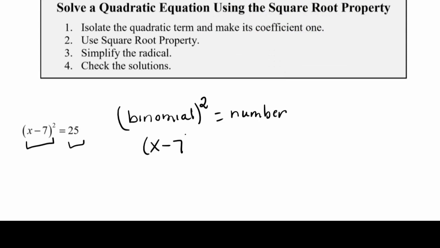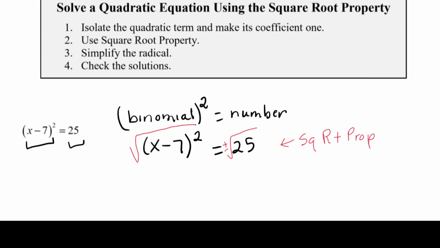So we've got here our binomial squared equals 25, square root of both sides, and we're going to remember that plus or minus on the right-hand side. So we take the square root, then put a plus or minus here, and then take the square root of 25. This is our square root property. Then the square root of the quantity squared is x minus 5, because square root and squaring are opposite operations. They're inverses of each other, so they undo each other. And over here, we've got plus or minus the square root of 25, which is plus or minus 5.